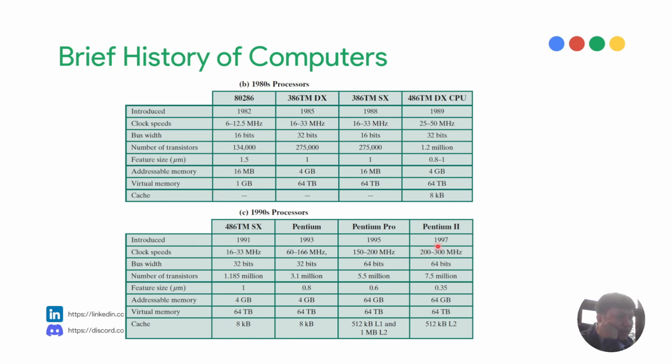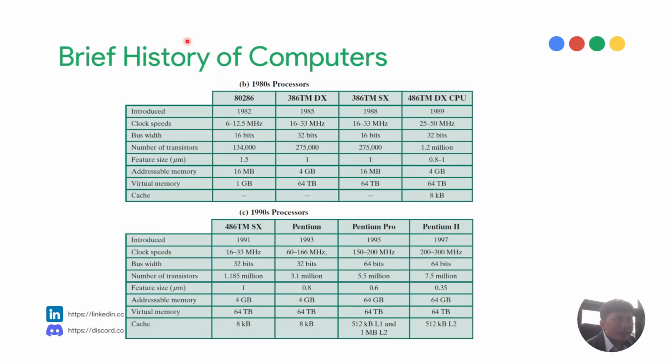1990s, umabot na ng 300 megahertz or 300 million instructions per second. Number of transistors, 7.5 million. Meron na rin siyang virtual memory na 64 terabytes and cache of 512 kilobytes in its two caches. Lumabas na rin pala dito 1990 yung Pentium processors, Pentium 1, Pentium 2. So kung 1990, nasa 300 MHz lang. Ngayong 2024, alam ko meron na tayong 3.5 GHz. So nasa 3 billion instructions per second.